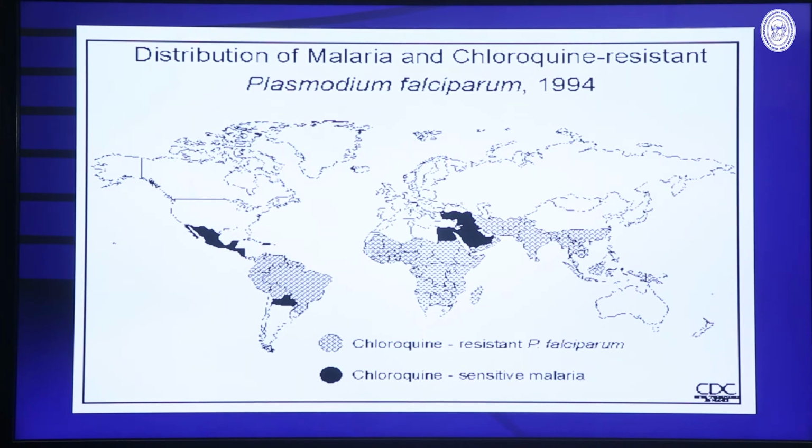Now we can see the world picture, in which we can see the prevalence of the mosquito, and obviously the cross marks are the chloroquine resistant regions, and the other one is chloroquine sensitive, that is, the dark fields are chloroquine sensitive malaria. You can see that the distribution is almost along the 30° north to 30° south of the equator. The distribution of this mosquito and this Plasmodium is seen there.